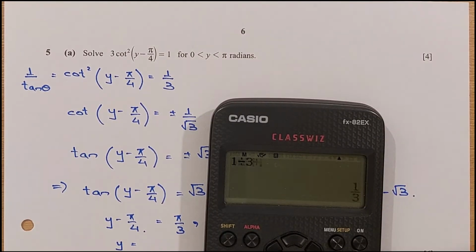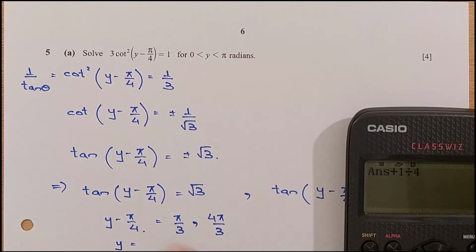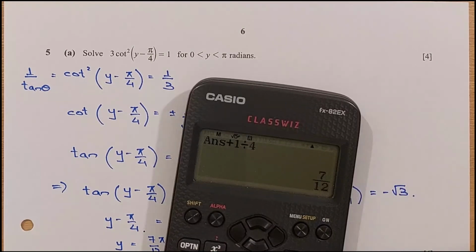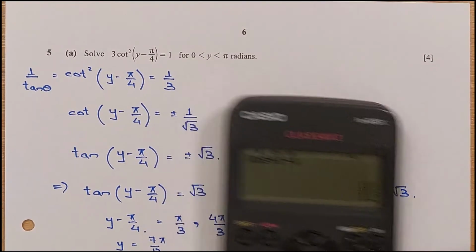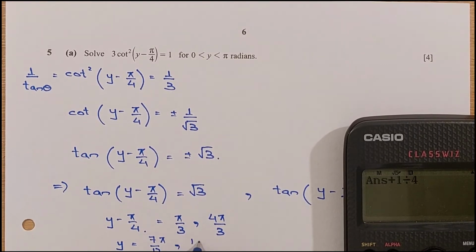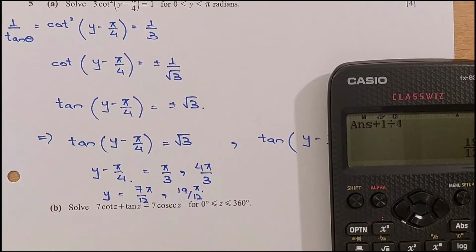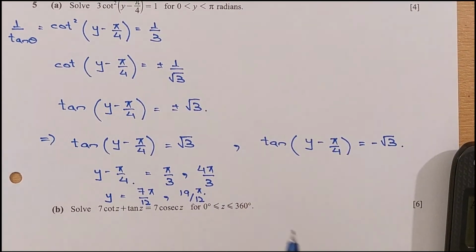1 by 3 plus 1 by 4, this is 7 pi by 12, right? And the other is 4 by 3 plus 1 by 4, this is 19 by 12 pi, right? Now let me find this for the second one.